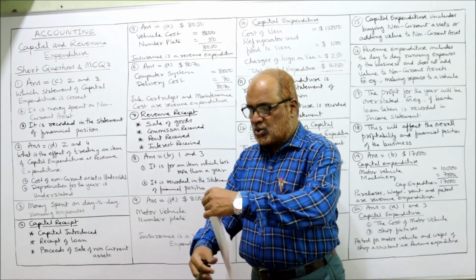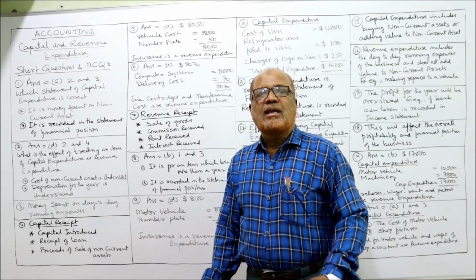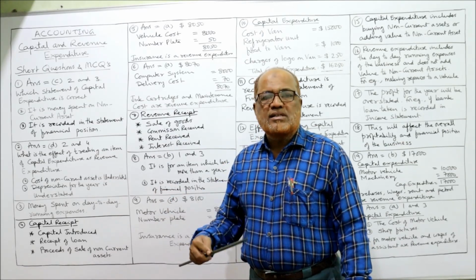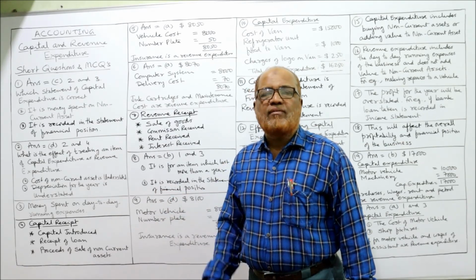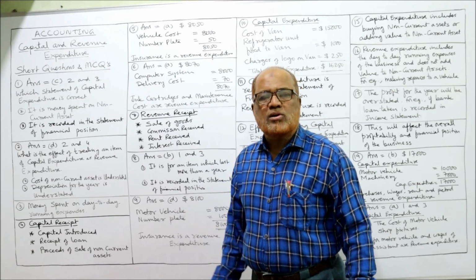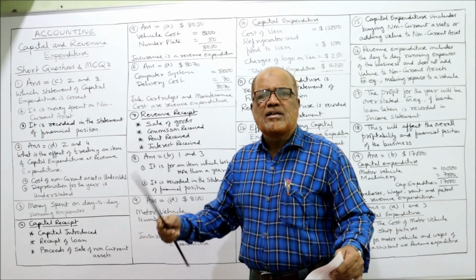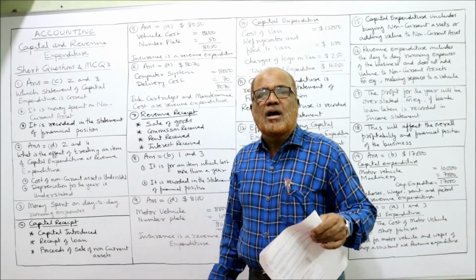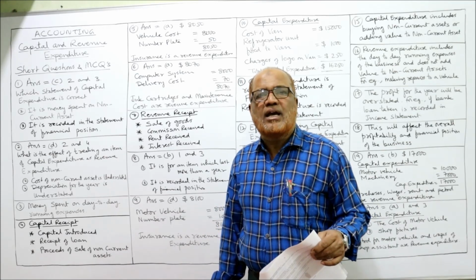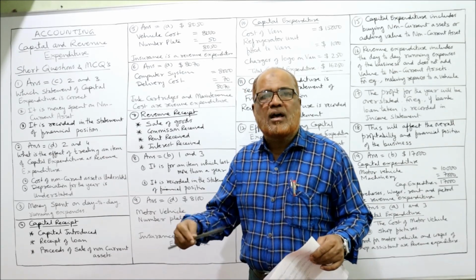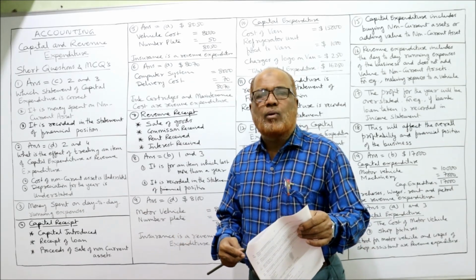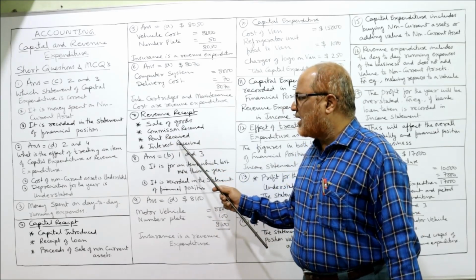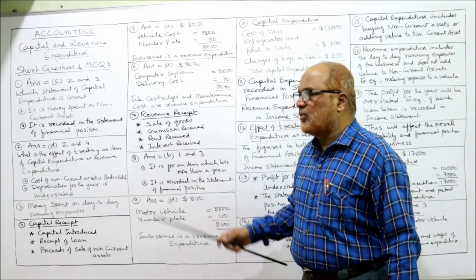Now I am coming to the 7th question. Give an example of revenue receipt. Revenue receipt is a recurring receipt. So examples of revenue receipts are sale of goods, because every now and then, every day, goods will be sold. So receipts from sale is a revenue receipt. Commission received, rent received, interest received, all these are recurring. So it is asking you only one example, but I am giving here 4 examples. Sale of goods, commission received, rent received, interest received, all these are revenue receipts.